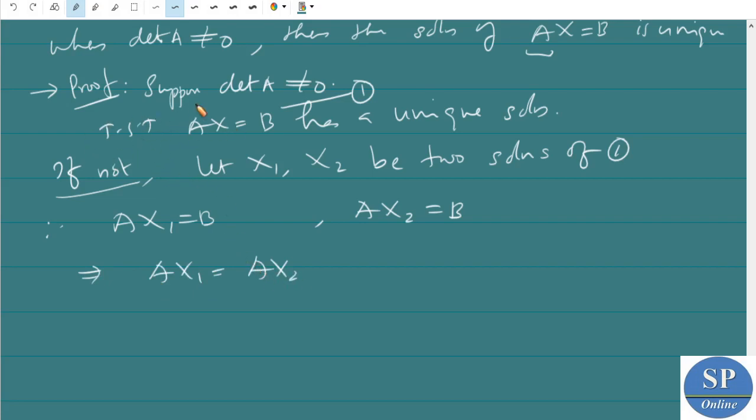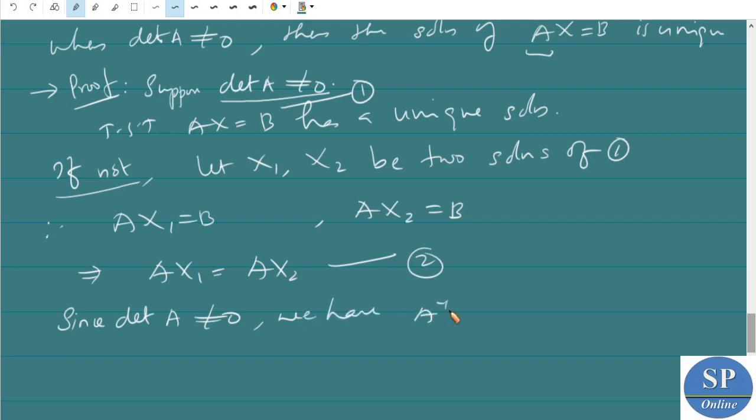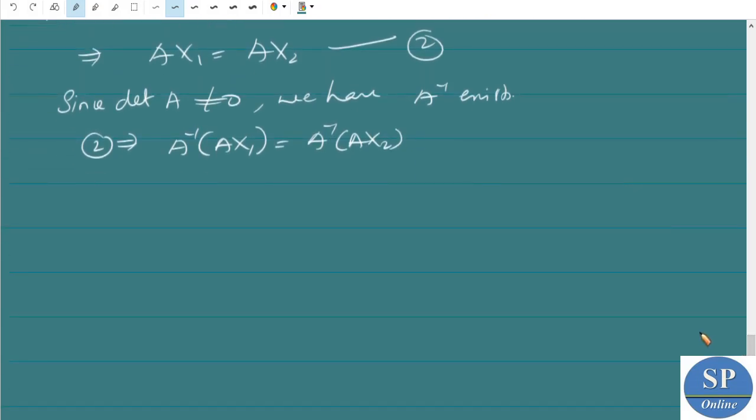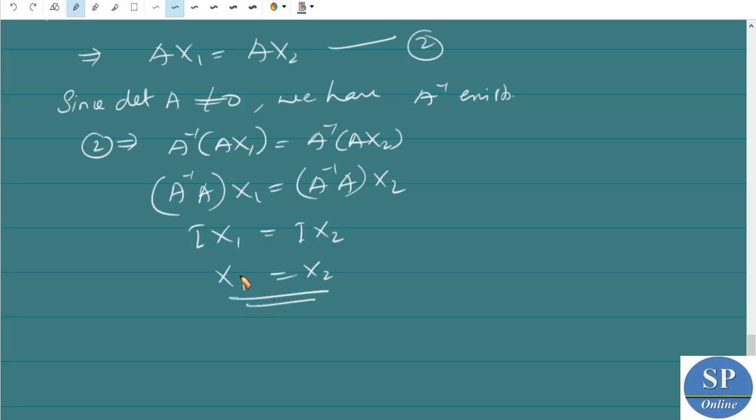Now we suppose that determinant of A is not equal to 0. Therefore A inverse exists. I'm numbering this as 2. We can left multiply the second equation with A inverse. So A inverse into Ax1 is equal to A inverse into Ax2. By associativity we have A inverse into A into x1 equal to A inverse into A into x2. We know that A inverse into A is I, so I into x1 is equal to I into x2. This is nothing but x1 equal to x2.